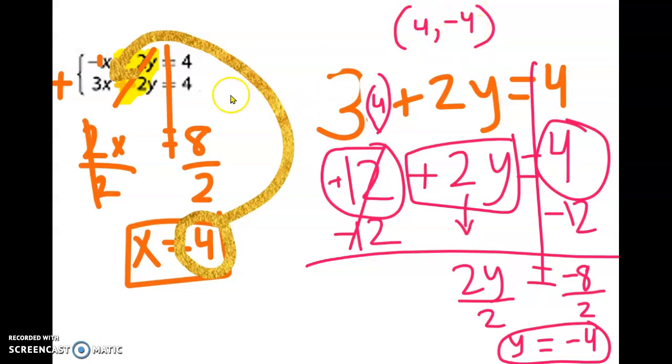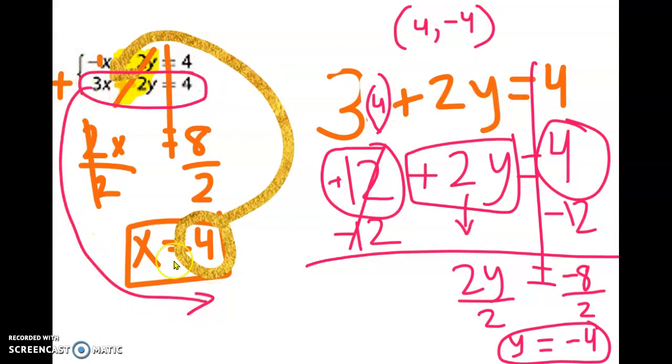Now to check this, I can actually take this equation right here, the original one that I already rewrote, and I can just plug both of them in. I could plug in 4 for x and negative 4 for y, and it should equal 4. Let's see if it works. 3 times x, which is 4, that's 12, plus 2 times negative 4, which is negative 8, should equal 4.